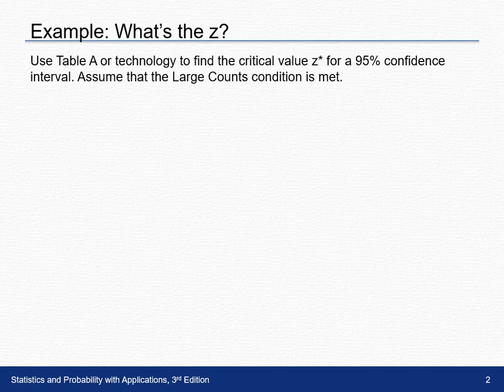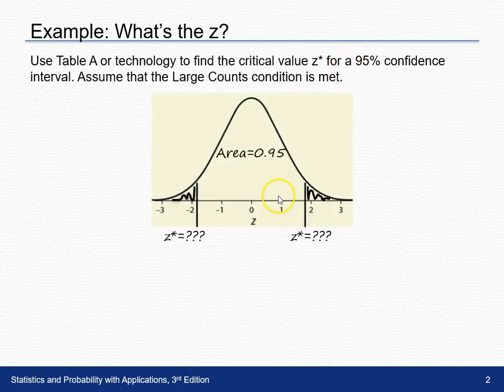So if we're asked to find a z-score, we're going to start with the standard normal curve. And in that, we're told we're looking for the critical value for a 95% confidence interval. So when we draw the standard normal curve centered at 0, the area centered around 0 is going to be 95%. And we're going to try to find this critical value, this z-score here.